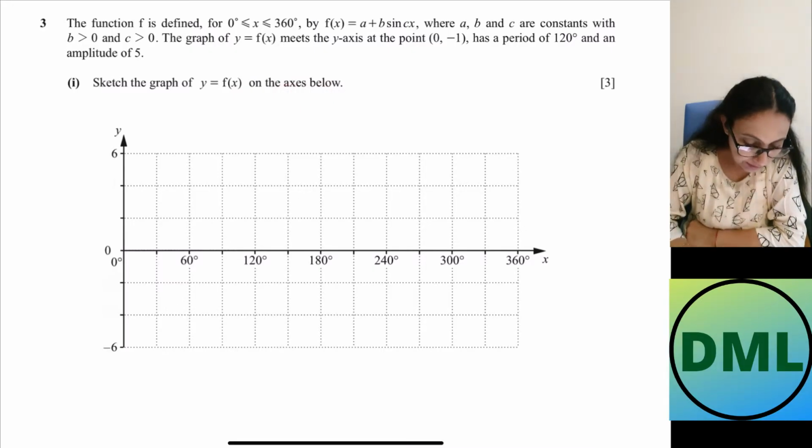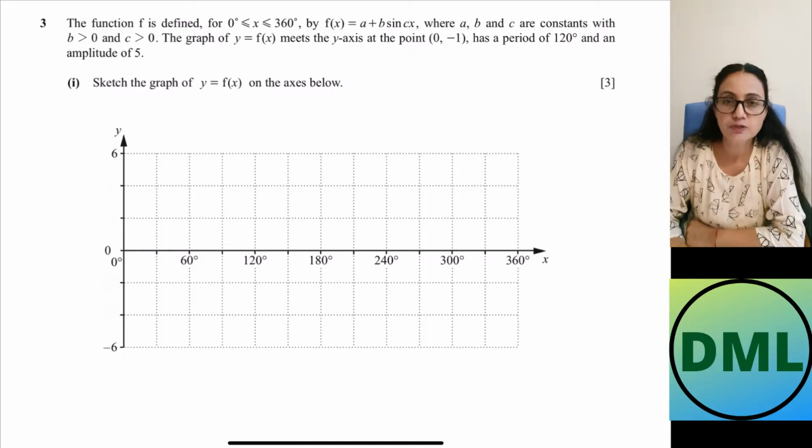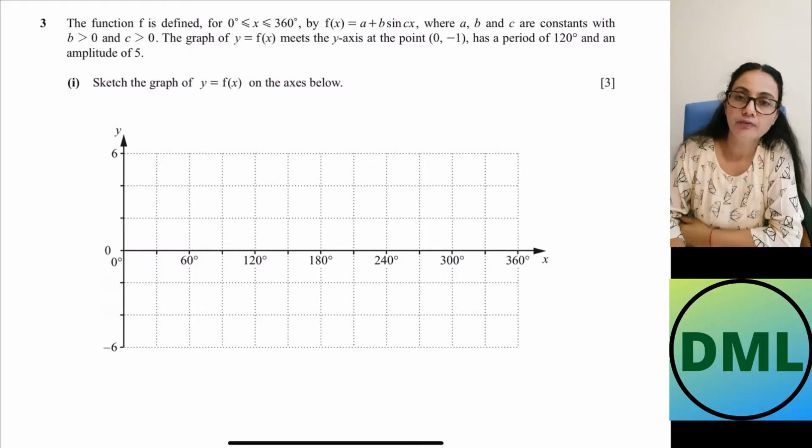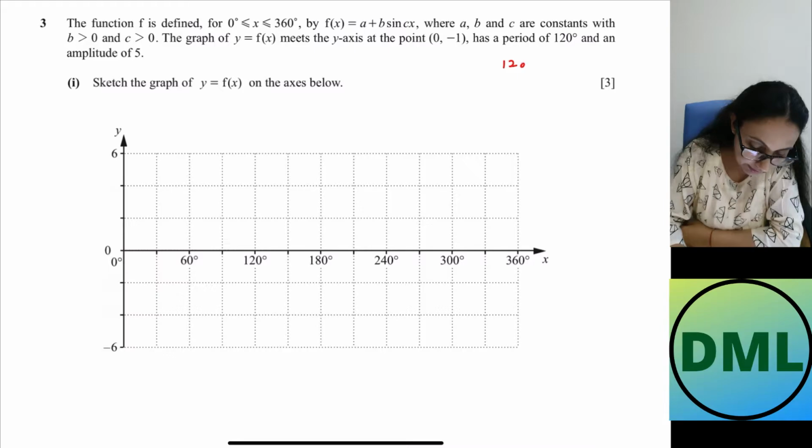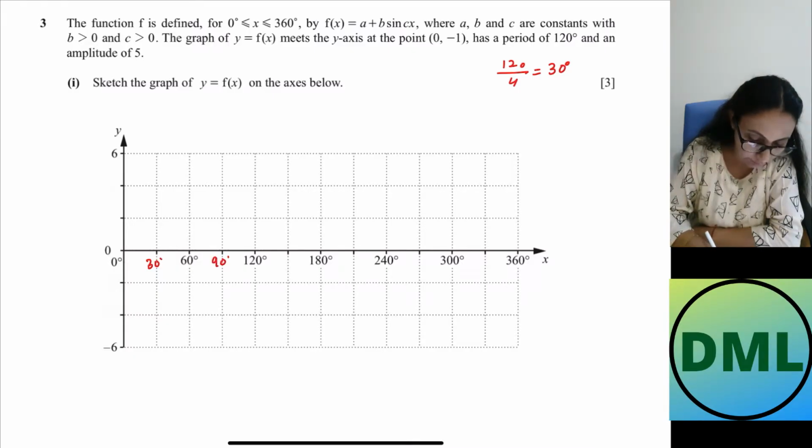We can see from here, our curve is a plus b sine cx. This has the period 120 degree. To get the c value here, they give us the period 120 degree. That means within 120 degree, my one cycle completes. 120 degree, I have to divide it into 4 parts. Let's divide it. 120 degree divided by 4 is 30 degree. So this will be 30 here, then 60, then 90 and 120. I have divided 120 into 4 equal parts. 1, 2, 3 and 4 parts.